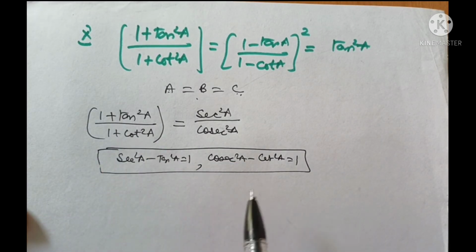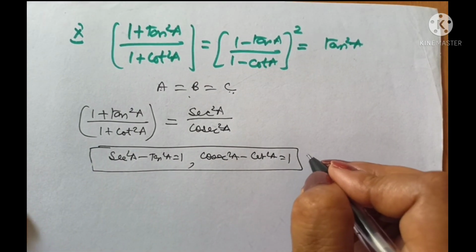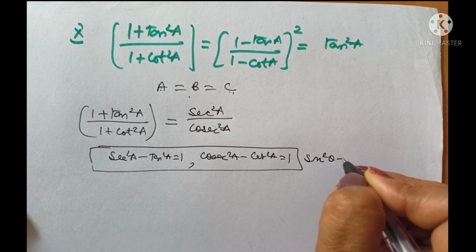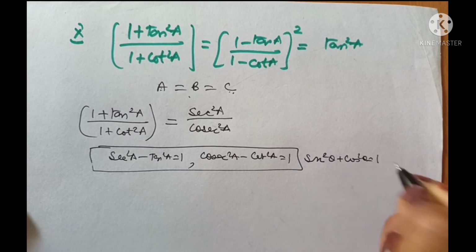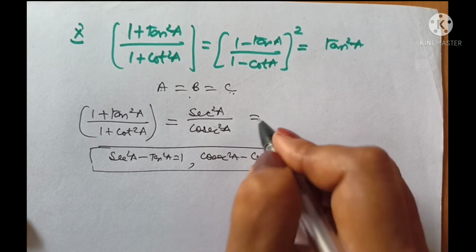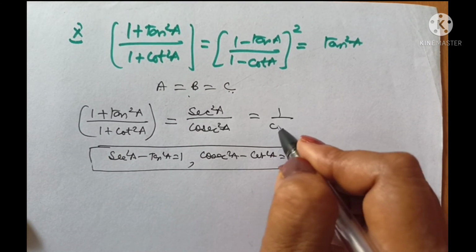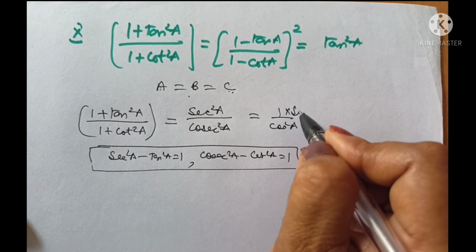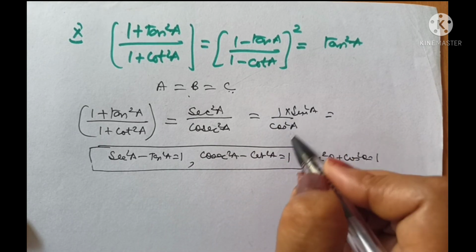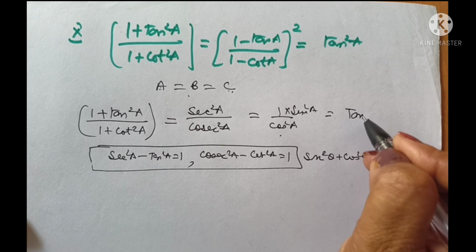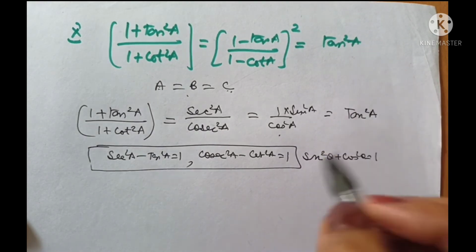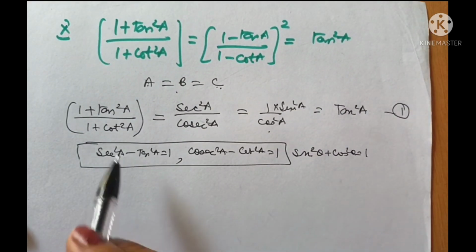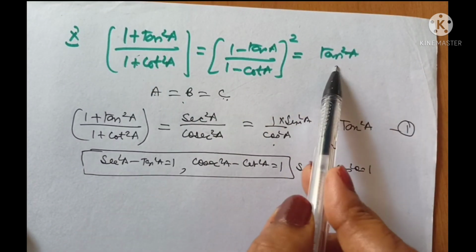Otherwise you can also convert them to sine cos, because we always remember the identity sine square theta plus cos square theta is equal to 1. This is the easiest one to remember. Now secant square A can be written as 1 by cos square A. And cosecant square A is reciprocal of sine square A, so it goes up. And what is sine square A by cos square A? Tangent square A. So this is equal to C. Name it as 1. So we have proved A is equal to C.